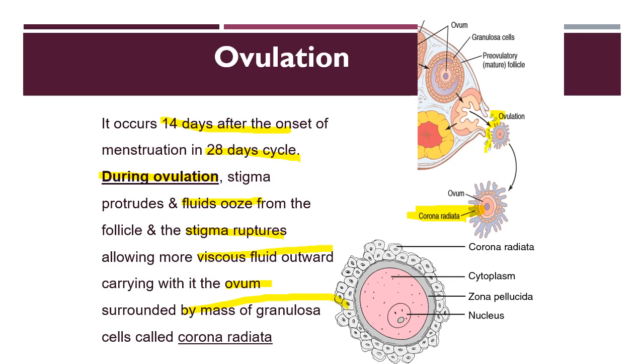So this is a bigger shot of the expelled ovum. You will see the corona radiata. Part of the granulosa cells will be expelled with the ovum, and we have a layer of zona pellucida, and then surrounding the ovum, and the nucleus, as you can see here inside the ovum.